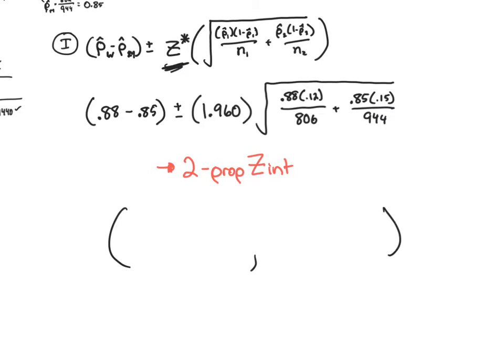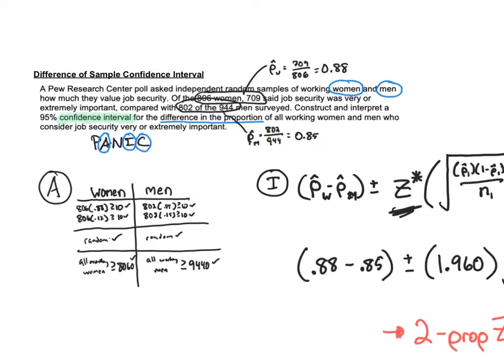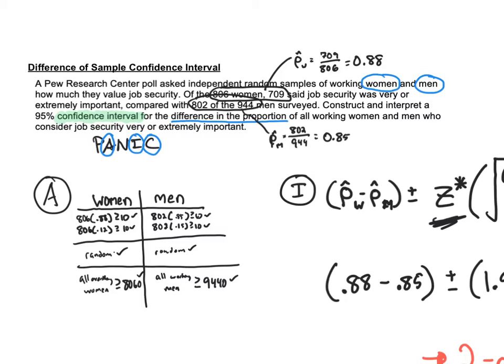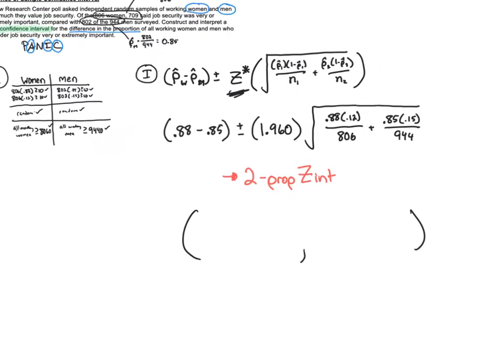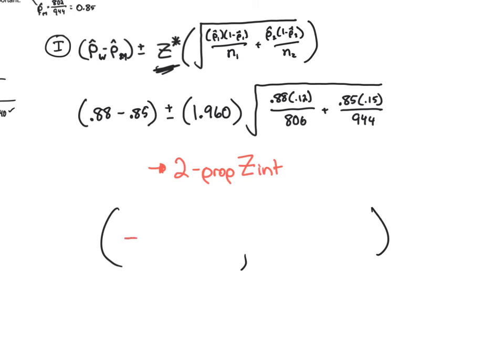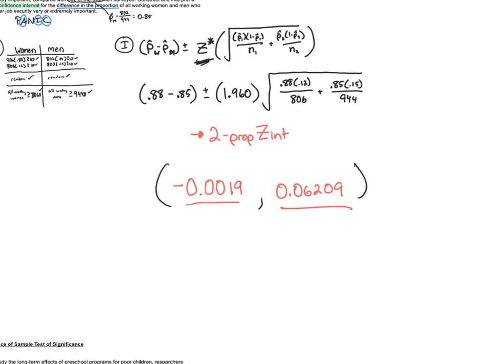Got it? Okay, x1, that's going to be my women, right? So let's do this. Here we go. 709. N1, 806. That's the women. All right, x2, that's the men. That's the way I put them in. 802. 944. Confidence level, 0.95. Calculate. Okay, here is what it gives me. Negative 0.0019. That's the lower bound. 0.06209. There is the upper bound. Lower, upper. You have your confidence interval there.